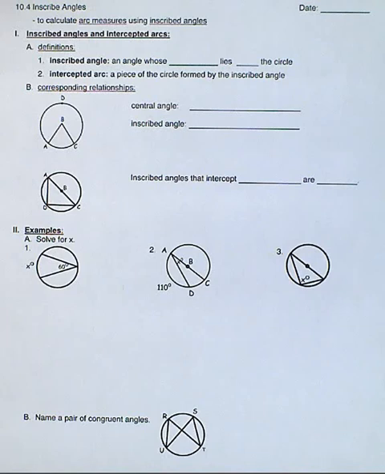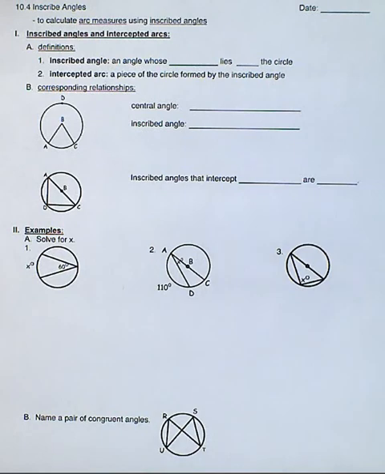This lesson is a continuation of measures in a circle, and the objective is to calculate arc measures using inscribed angles. Just like central angle questions from the previous lesson, you actually could be looking for the measure of an angle or the measure of an arc.